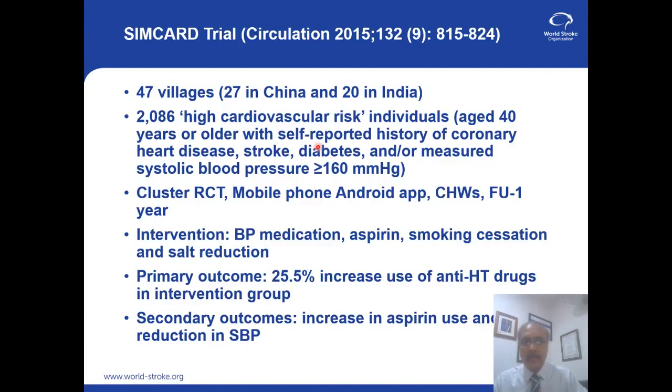The medications were given in liaising with the local physicians. So the intervention was BP medication, aspirin, smoking cessation, and salt reduction. They were able to show that the primary outcome was about a 26% increase in use of antihypertensive drugs, and in the secondary outcome, there was an increase in use of aspirin and also a reduction in systolic blood pressure.